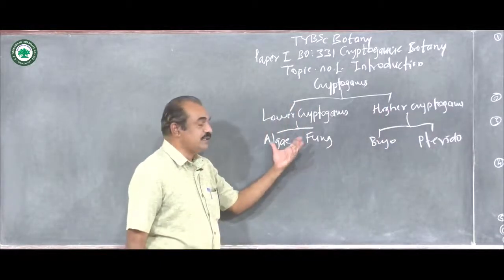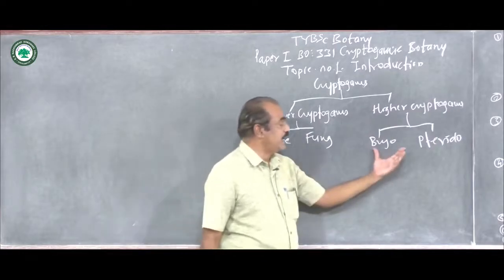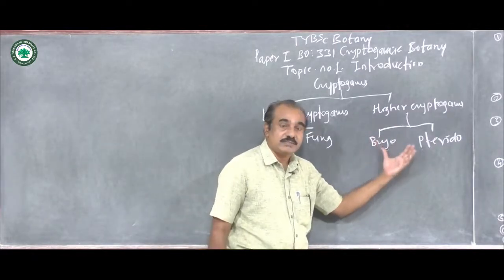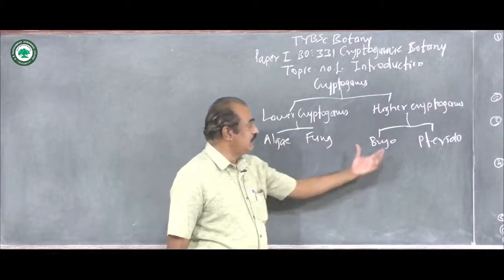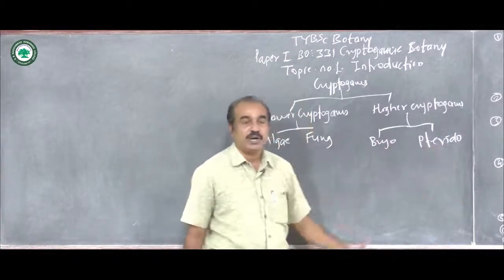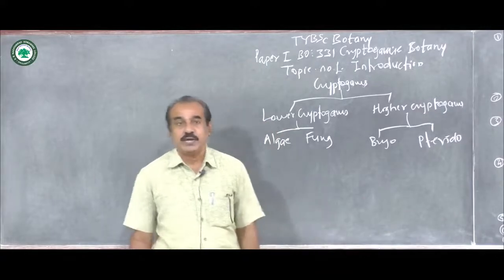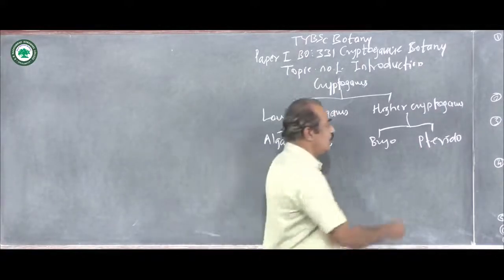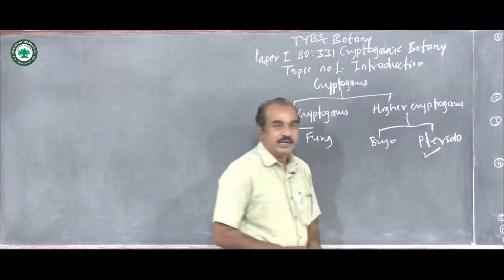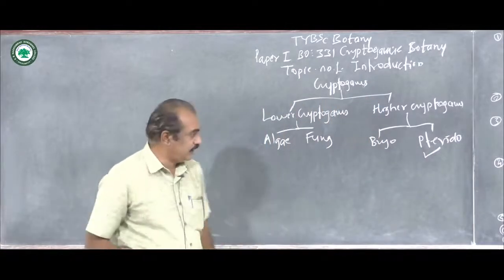Here the plant body is thallus-like, but in the higher cryptogams the plant body shows root-like structures, leaf-like structures, and stem-like structures as well. Now again, between bryophytes and pteridophytes, bryophytes are called the non-vascular cryptogams, while pteridophytes are called the vascular cryptogams. So we are going to study the different characters of the pteridophytes.